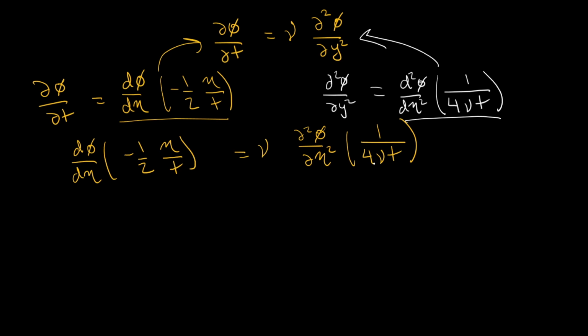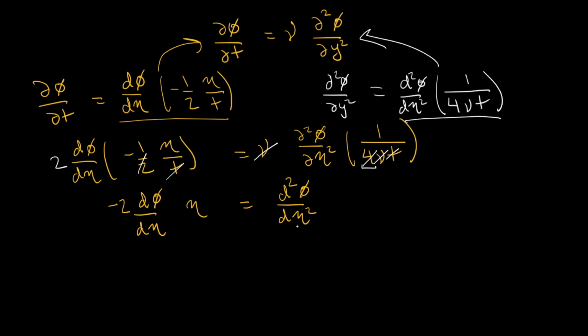So first off, we can cancel these two nus. These two t's are on the same side of the equation. And we can also simplify a bit with this 4. So we're going to multiply both sides of the equation by 4. We cancel this out, and we turn this 1/2 into a 2. And then we see what we end up with: minus 2 d phi d eta times eta is equal to d squared phi d eta squared.